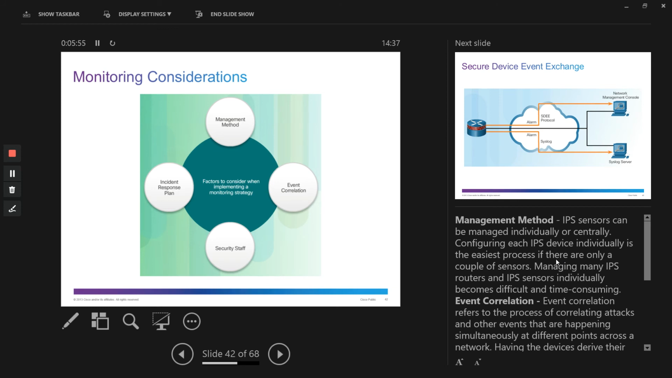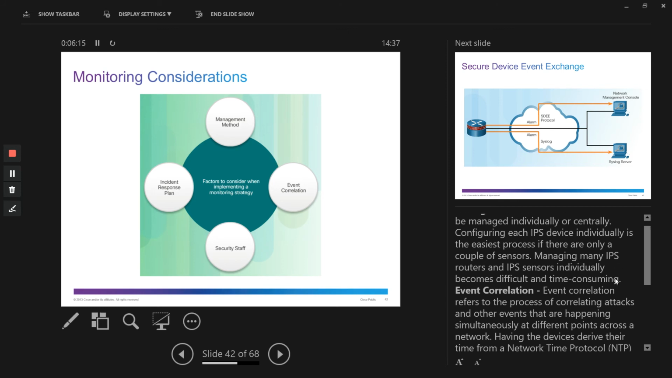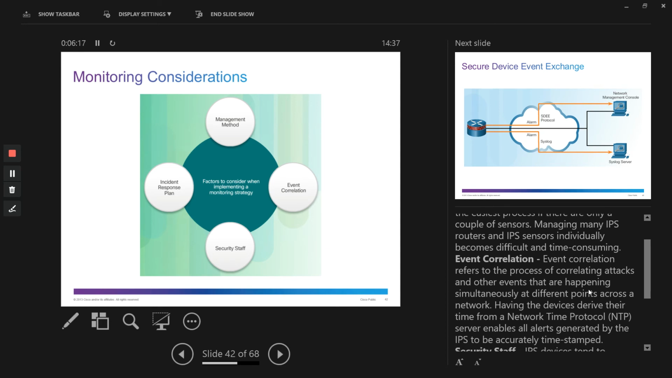Starting with the management method, the IPS sensors can be managed individually or centrally. Configuring each IPS device individually is the easiest process if there are only a couple of sensors. If you have multiple sensors, this is where you should manage them centrally. Then event correlation refers to the process of correlating attacks and other events that are happening simultaneously at different points across a network.